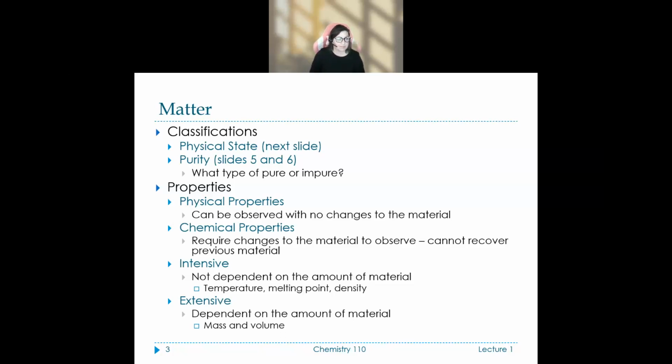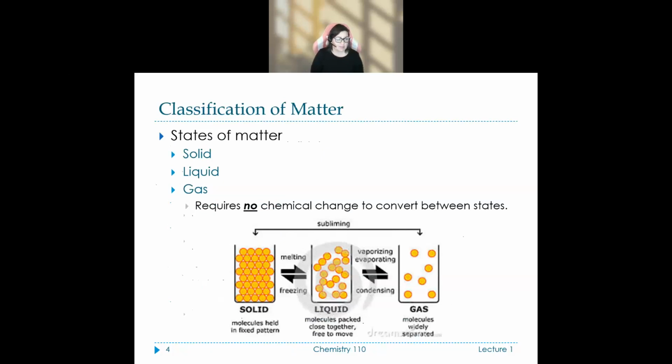All right? When we talk about states of matter, we typically talk about three things: solid, liquid, and gas. Solid molecules are held in a fixed pattern. We can then melt that to get a liquid where they're packed closer together, but they can move. Okay. We can then vaporize that to get a gas. So things are free to move, but they're highly separated.